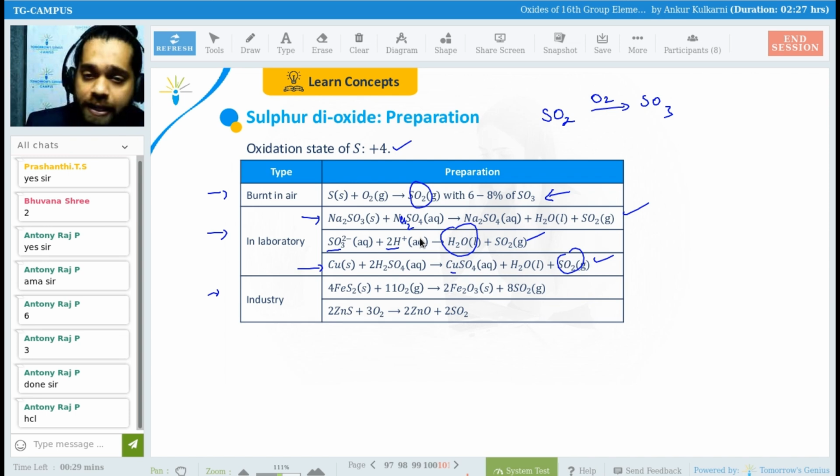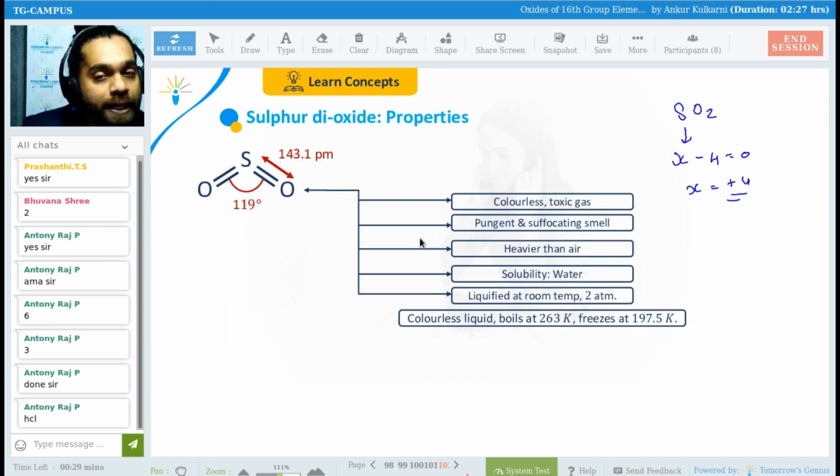But in the industries, look at this. If I have FeS2, your sulfide reacts with oxygen and gives you oxide, but in that process it will release sulfur dioxide. Similarly, zinc sulfide, if I do the oxidation, it will give me oxide, but again in that process the sulfur and oxygen will combine to give you sulfur dioxide. So in one table, your whole preparation is done.